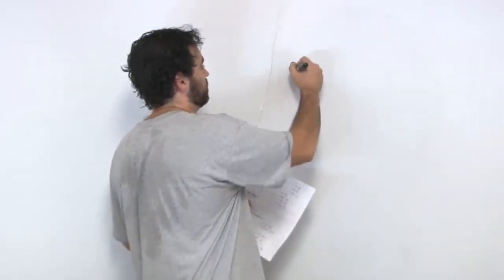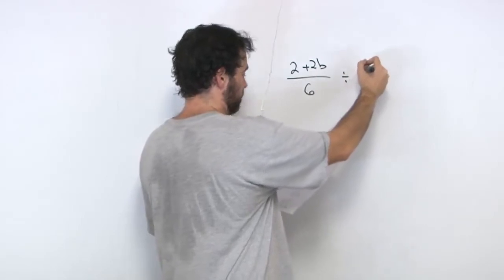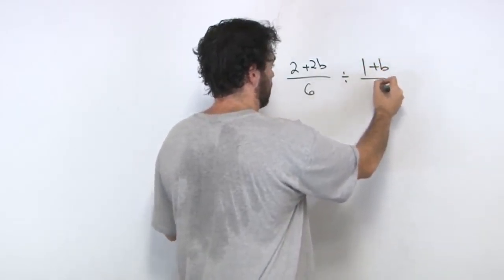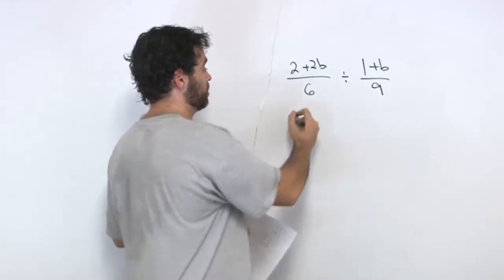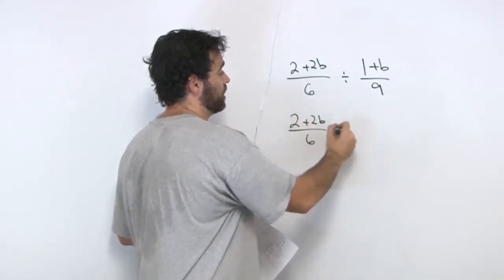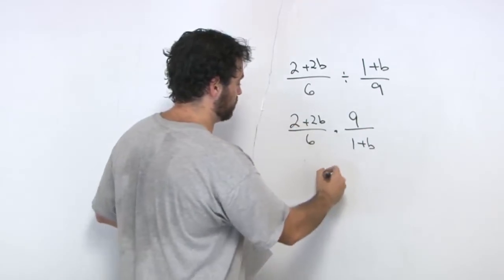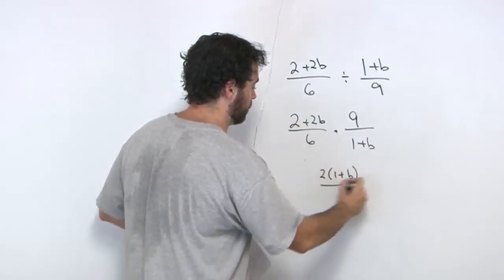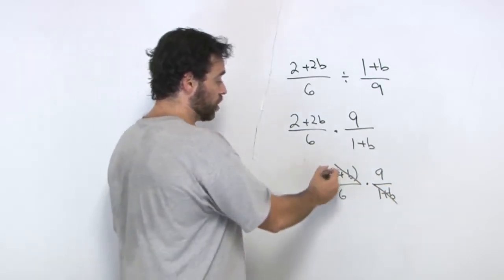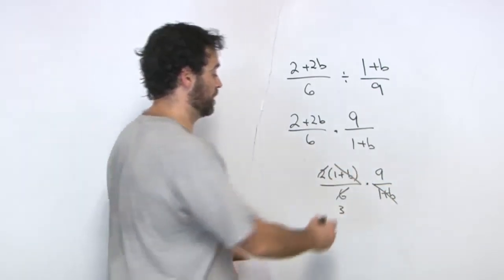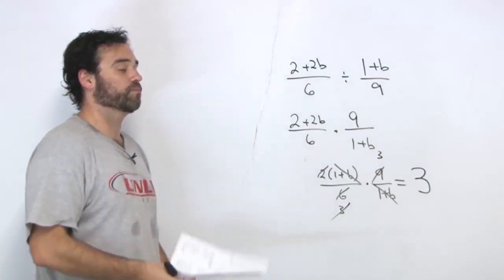So, the next one we say is 2 plus 2b over 6 divided by 1 plus b over 9. Okay? Again, 2 algebraic fractions being divided. Change it to multiplication. So we get 2 plus 2b over 6 times 9 over 1 plus b. What are we going to do here? Factor it. This becomes 2 times 1 plus b over 6, times 9 over 1 plus b. Okay, 2 goes into 6 3 times. 3 goes into 9 3 times. And our whole answer is beautiful number 3. All that work, and we just get down to a beautiful number 3.